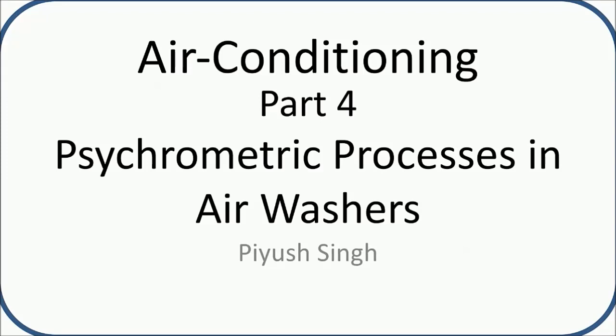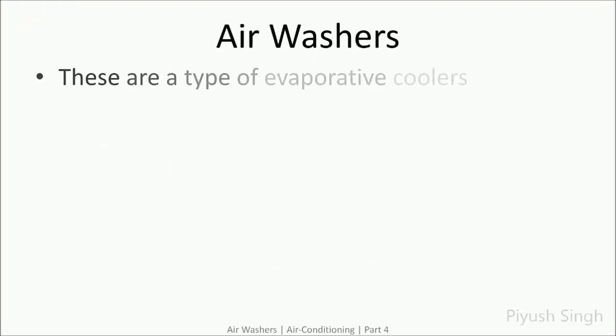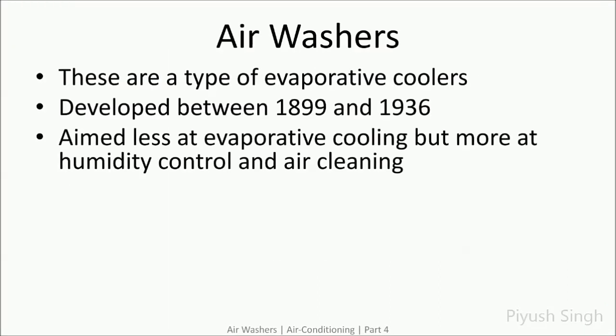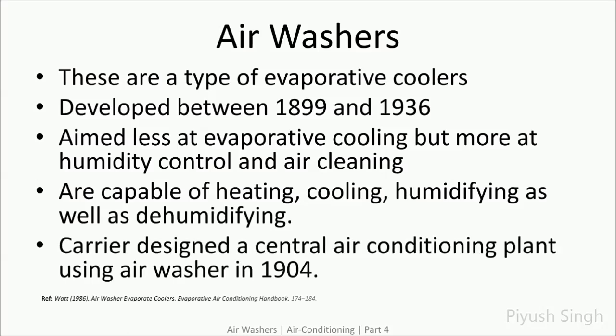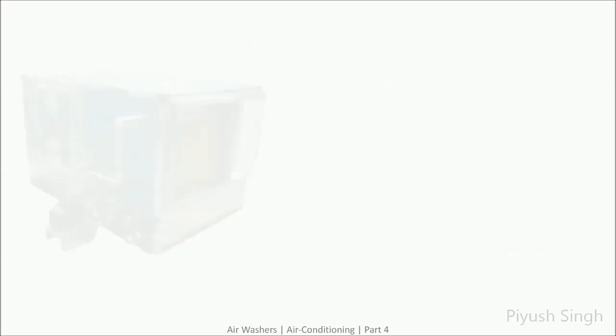The topic for this video is psychrometric processes in air washers. Air washers are a type of evaporative coolers, but these were not developed aiming to achieve evaporative cooling, but were more focused on humidity control and air cleaning. Many psychrometric processes can be carried out in air washers like heating and humidification, cooling, adiabatic saturation, etc. Carrier used air washers to develop a central air conditioning plant in 1904.